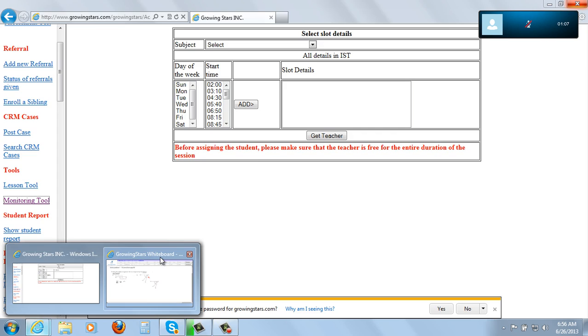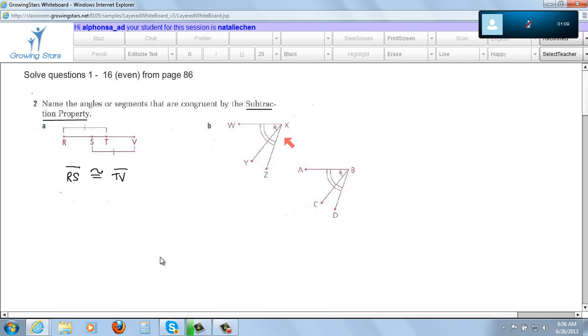Segment RS congruent to segment TV. Very good, excellent. Here it is given segment RT congruent to segment SV. And segment ST is subtracted. So the remaining segment we are getting is segment RS congruent to segment TV. Okay. Now go to this angle.